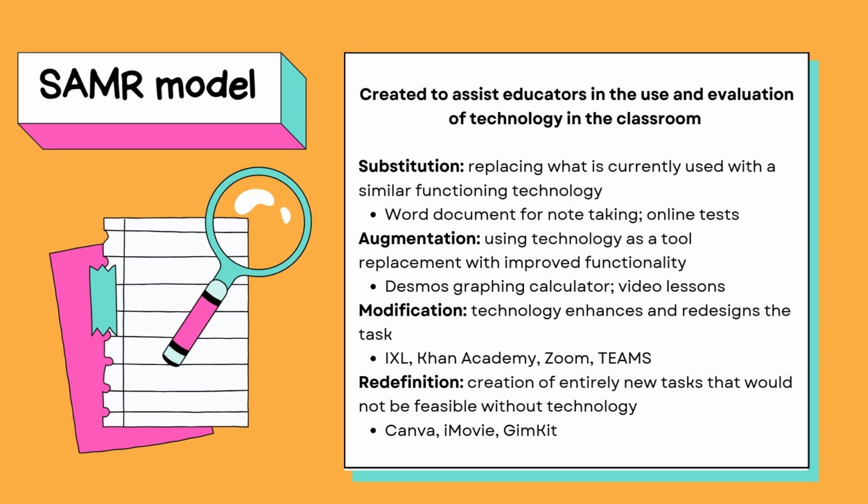One of the ways in which we can increase technology use is through the SAMR model. S stands for substitution, A stands for augmentation, M stands for modification, and R stands for redefinition. So essentially, the SAMR model was created in order to assist educators in the use and evaluation of technology in the classroom. So, how often they're using it, when they're using it, and even how they're using it.